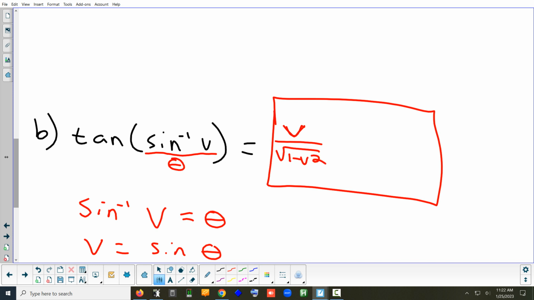And the only thing they might ask you to do with that is fix it so you don't have the square root in the bottom. And what would you get if you get rid of the square root in the bottom? V square root 1 minus v squared over 1 minus v squared. So there's your formula for calculating the tangent of the inverse sine.